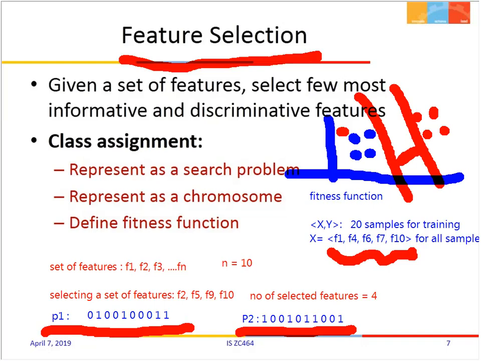Because I am taking 20 samples for training, including all red and blue points, they would be 20 different samples. So red and blue points do not represent P1 and P2. Red and blue points in this example are representing the samples of the training data X, which are plotted in five-dimensional space using the selected features. So basically, this is showing you the discriminating power of P2.